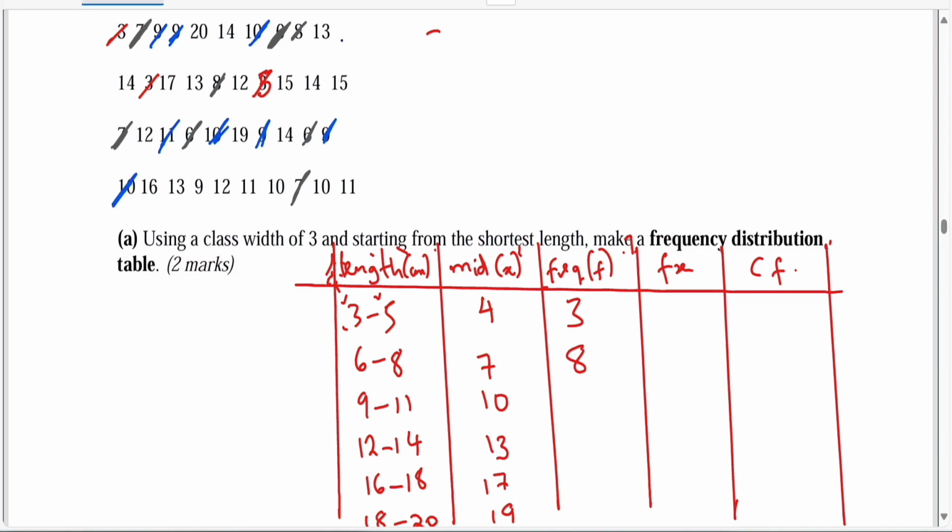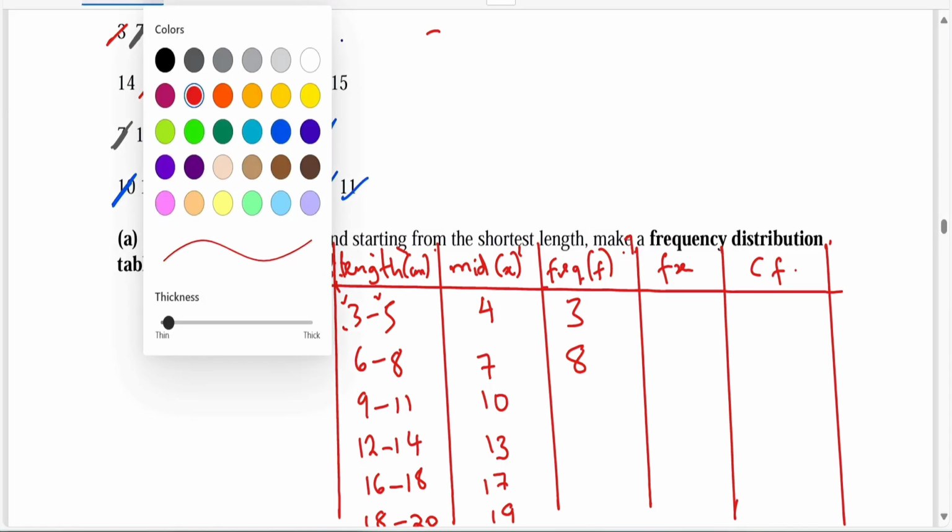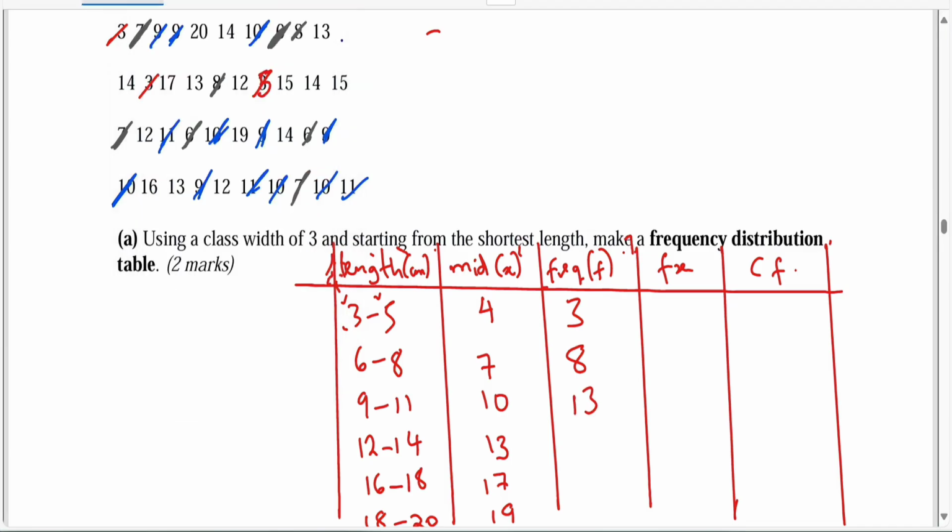9 to 11. Still we have this one and this one. This, and this. So 9 to 11 is 1, 2, 3, 4, 5, 6, 7, 8, 9, 10, 11, 12, 13. So we have 13 numbers. Okay. So make sure you write 13 numbers here.